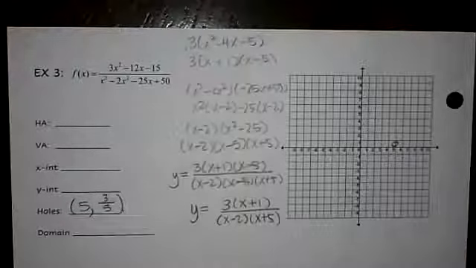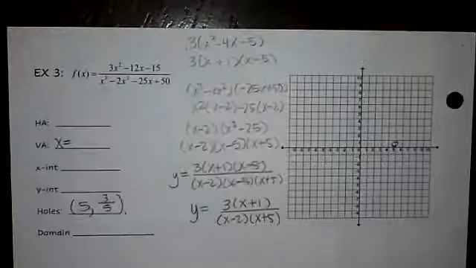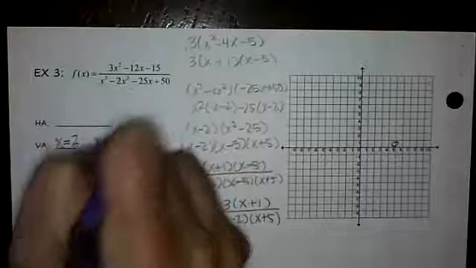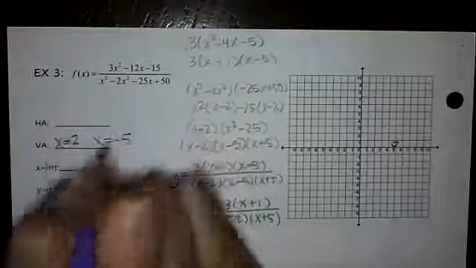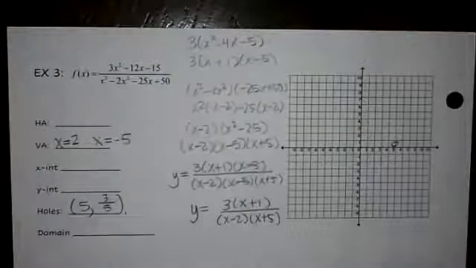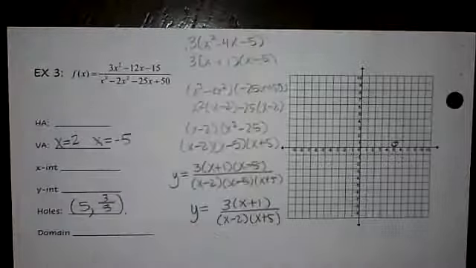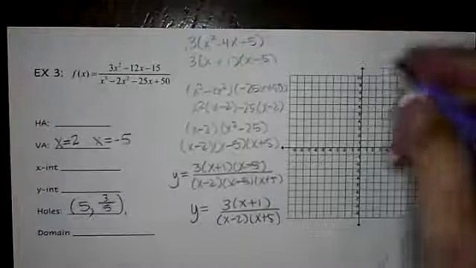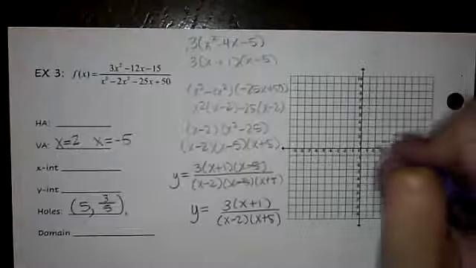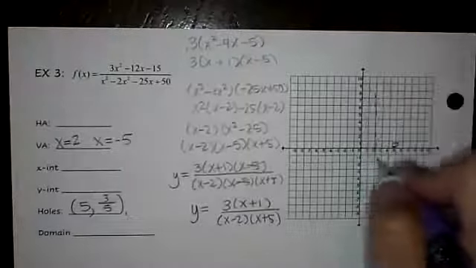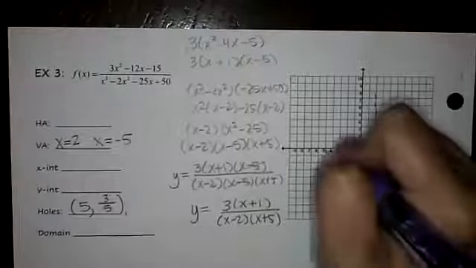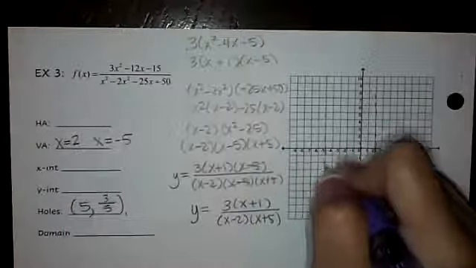Now the vertical asymptote, I take whatever's left, and what makes our denominator 0 would be our vertical asymptote. So we've got one at x equals 2 and one at x equals -5. In this case, we have two vertical asymptotes. Notice that the hole is not over here with the vertical asymptote. If it's a hole, it is not a vertical asymptote. So I'm going to go over to 2, and there is my vertical asymptote. And I'm going to go to -5, and there's my vertical asymptote.